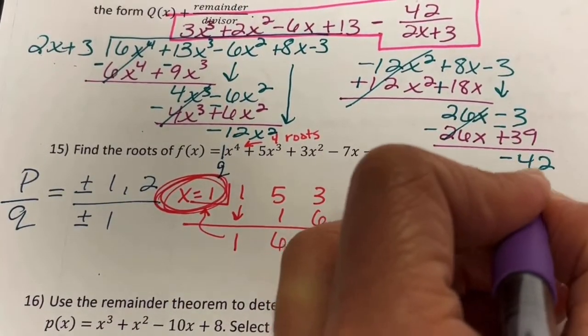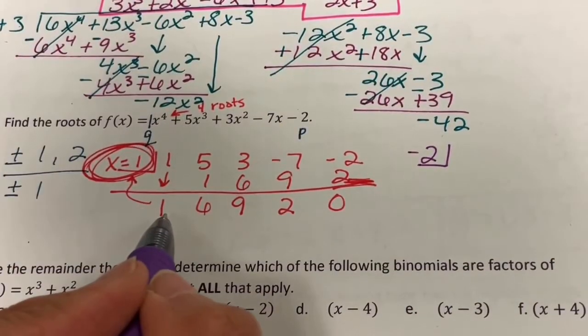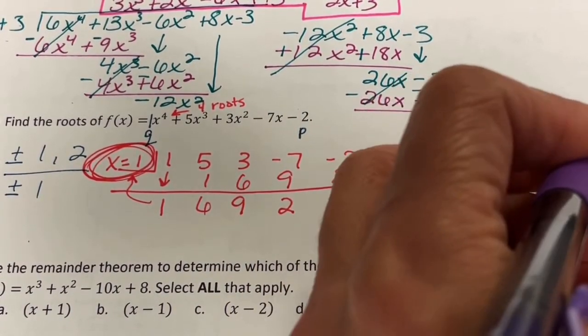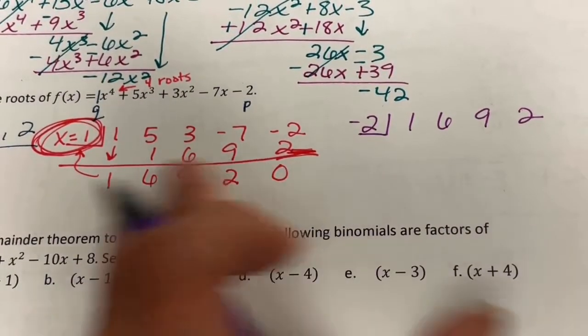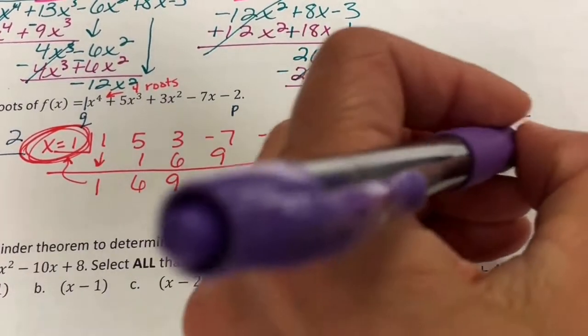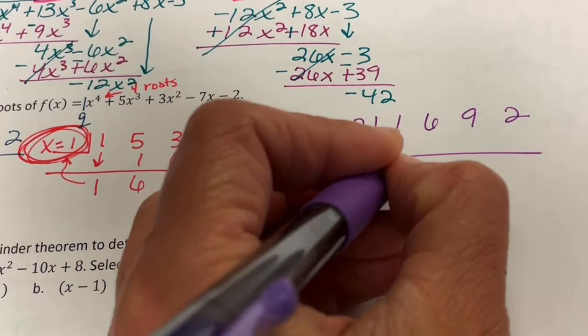So let's try negative 2 in the box now using our new numbers, 1, 6, 9, 2. You don't put the 0 at the end. If there's a 0 in the middle somewhere, then yeah, but at the end, that was our remainder of 0, okay? And then start the process all over again.